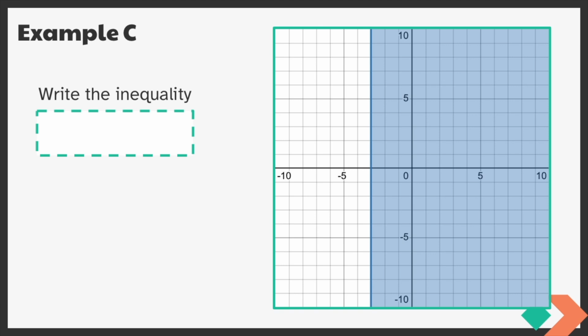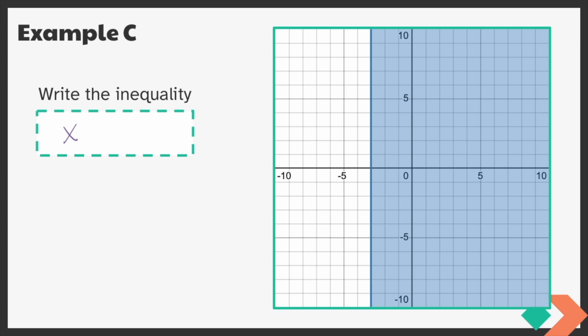Here we are at example C, and this time they've given us the graph, but we need to write the inequality. Now the bad news is this is not going to be in slope-intercept form because I can see that we have a vertical line here, which means we've got an undefined slope. When we see those types of graphs, we're going to have x equals 2, or x is greater than, or x is less than, or greater than or equal to, or less than or equal to. So I know I'm going to have something with my x, so that's what I'm going to write first.